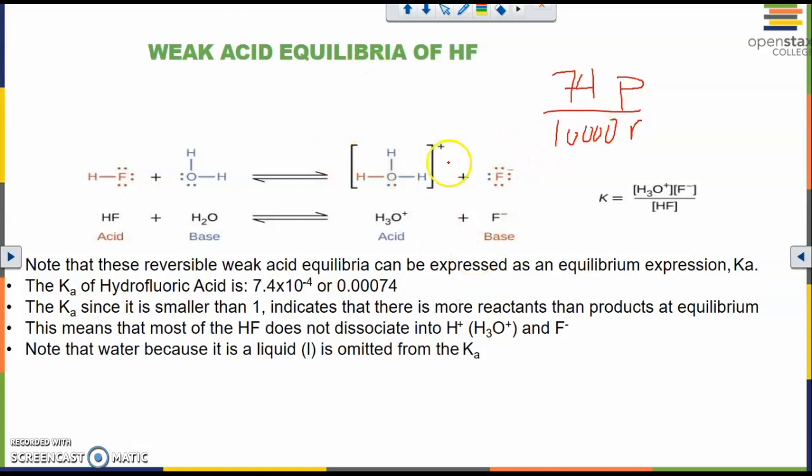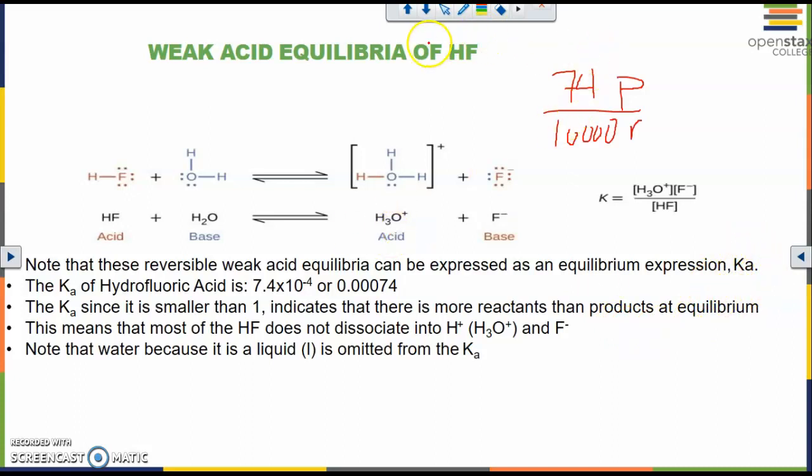So just know that you can find all of the equilibria in your exam reference sheets, Kas and Kbs. This is going to be similar for the weak base equilibria of anything, like ammonium is going to have a Kb. The only reason why it's called Kb and not Ka is because it's the equilibrium expression of a base, whereas this is the equilibrium expression of an acid.